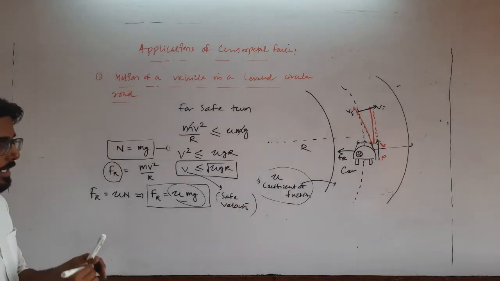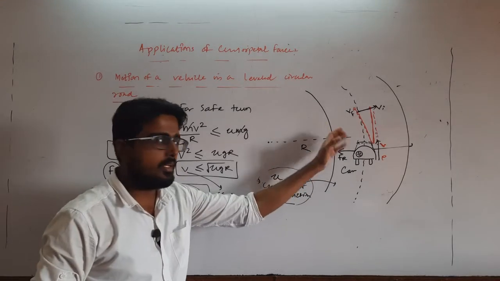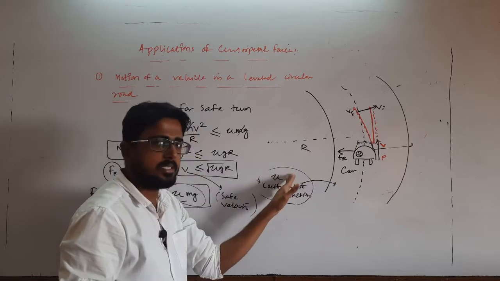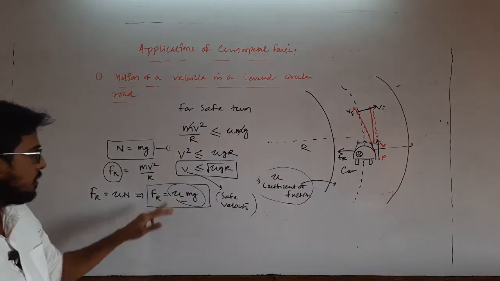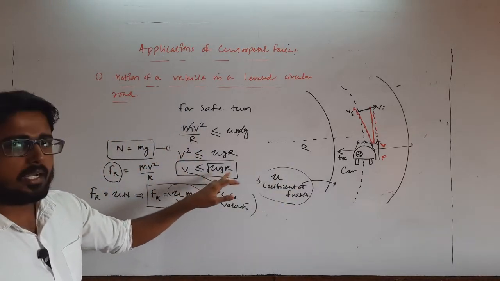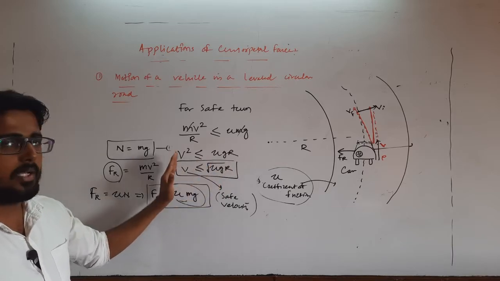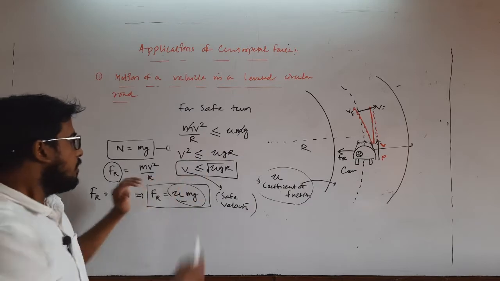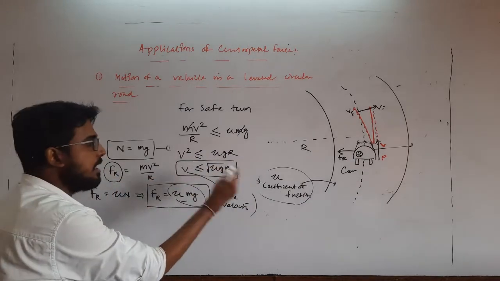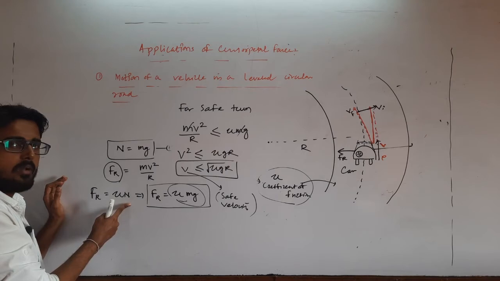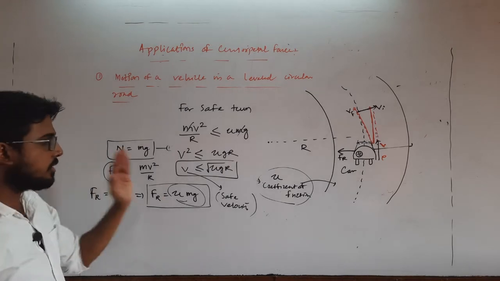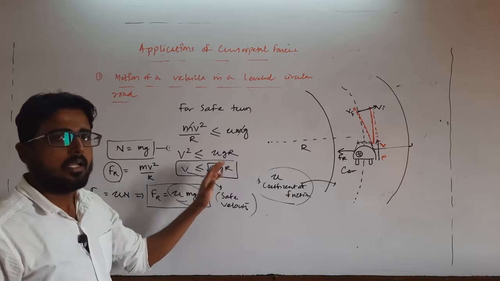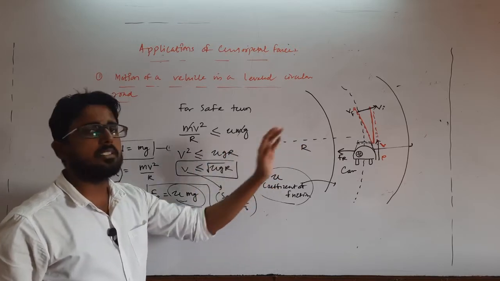Okay, so to take the turn safely in a circular track of radius R, which has a frictional coefficient mu, the safe velocity is how much? Under root mu g R. If the velocity increases beyond this, then the vehicle will slide, or else if the velocity becomes less, then accordingly the frictional force will balance it. Clear? So for safe velocity, the maximum value of v will be how much? Under root mu g R. Beyond this, the vehicle will skid away.